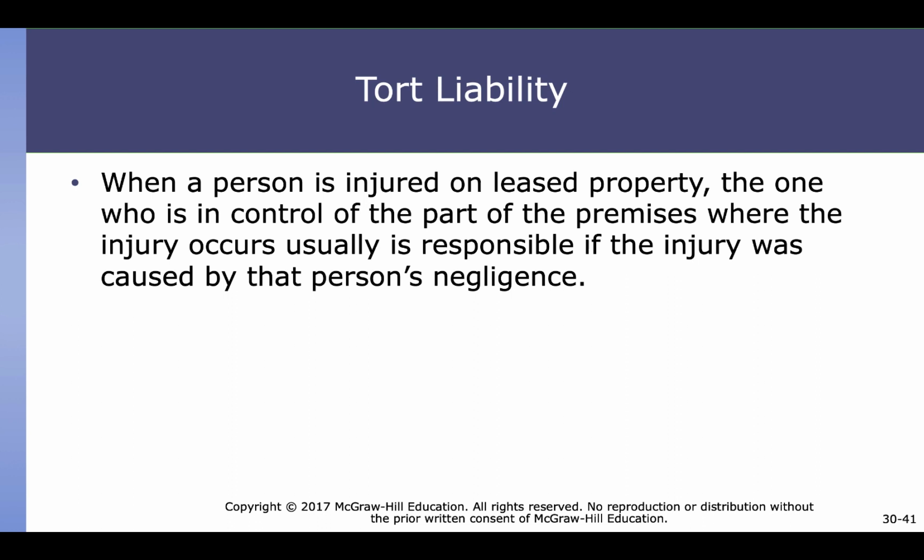Although landlords are not guarantors of the safety of persons in a building's common area, they're not free to ignore reasonably foreseeable risks of harm to tenants and others lawfully on the premises. Landlords must take reasonable steps to guard against foreseeable criminal acts of third parties.